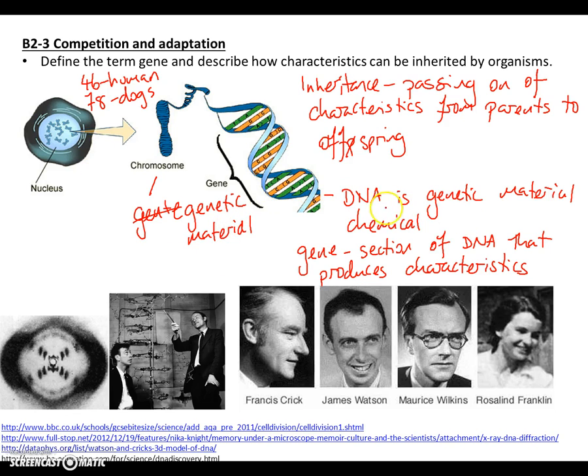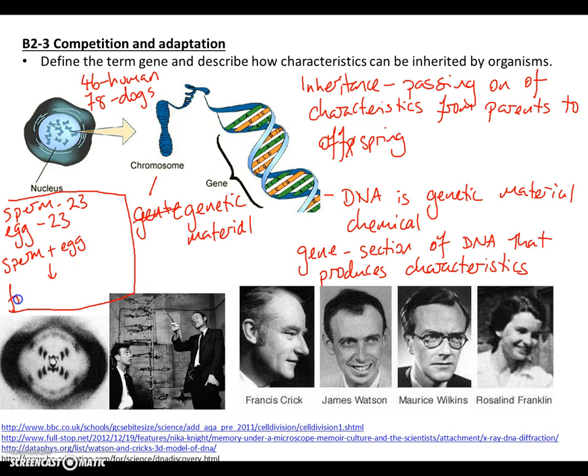How this is passed on: your normal human cell contains 46 chromosomes, but the sex cells only have half that many. So a sperm will have 23 chromosomes, and the egg will have 23, and when you add those two together, you get the first cell.